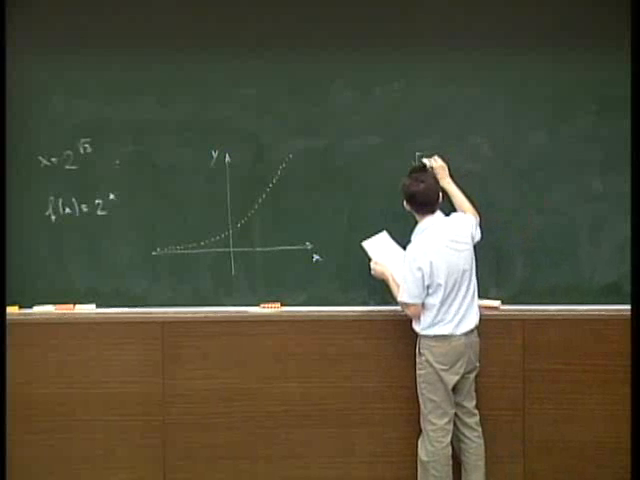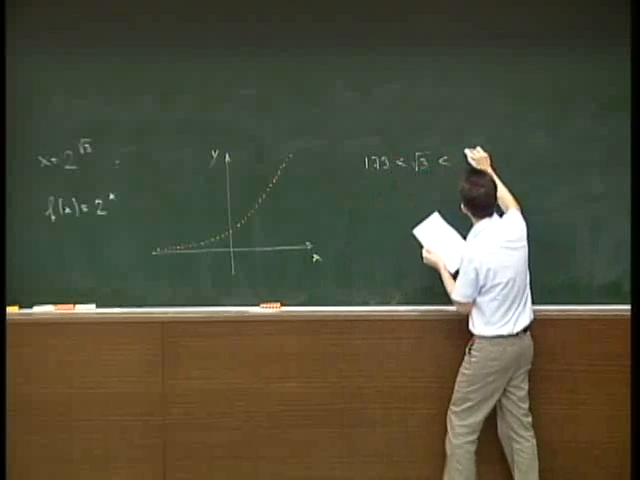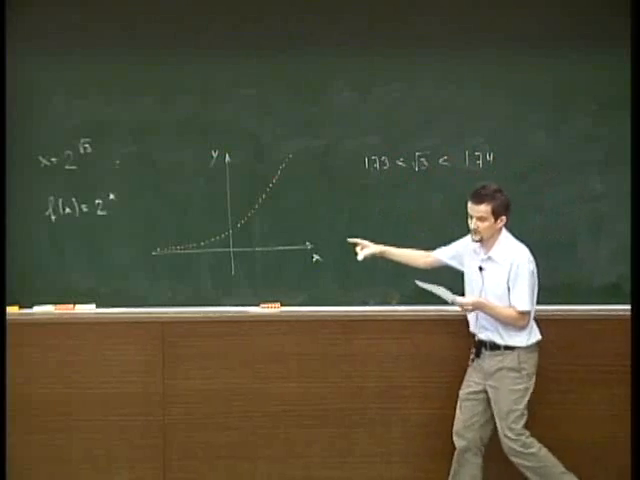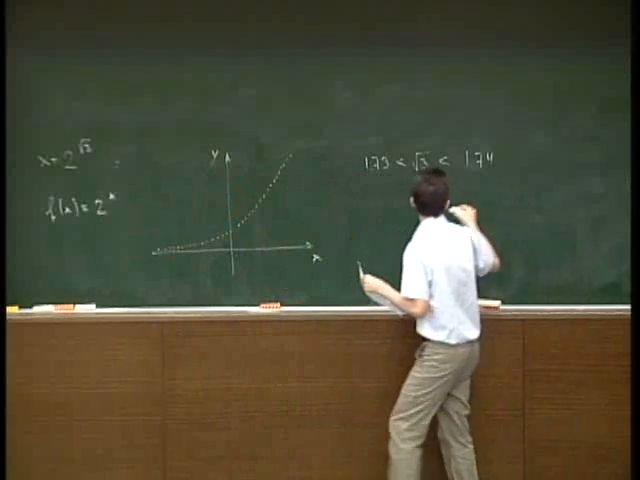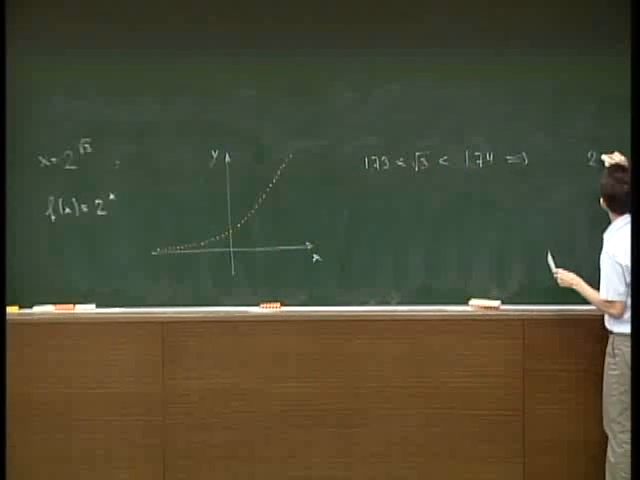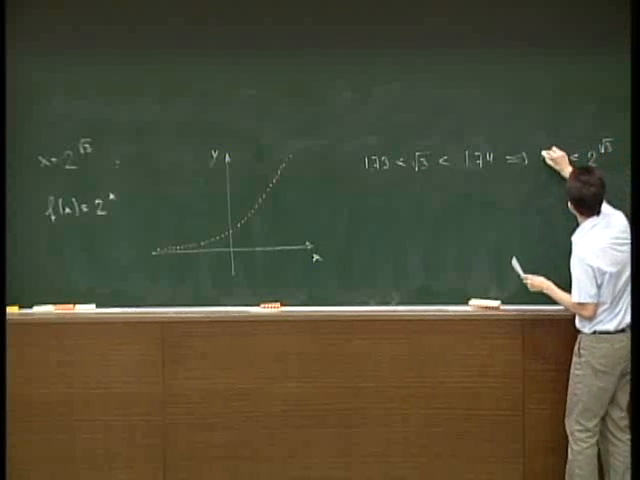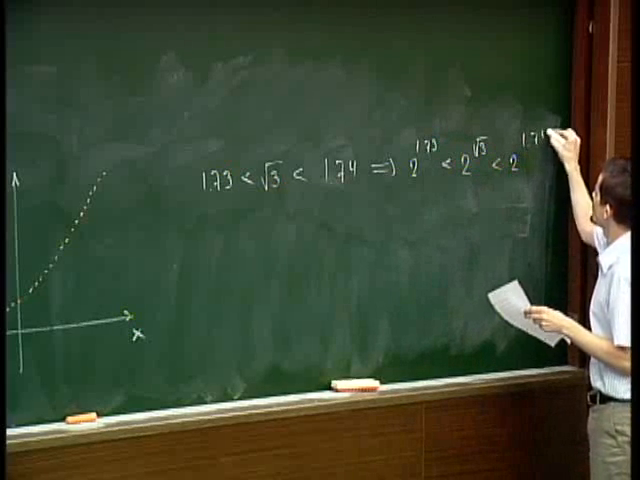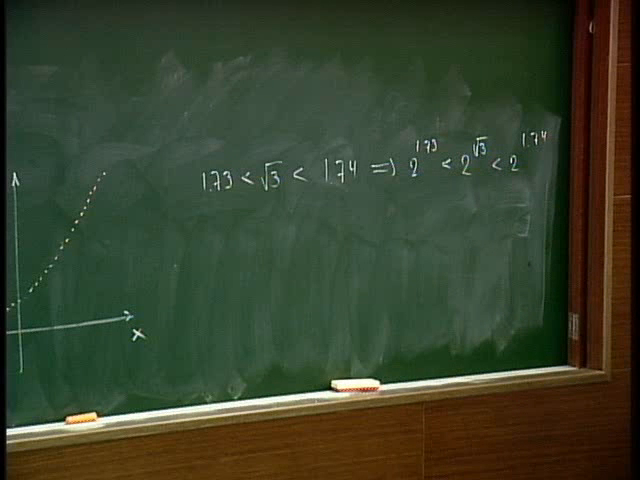You know that square root of 3 is larger than 1.73 and smaller than 1.74. Those two numbers are rationals. And now, because of these increasing properties you want to have satisfied by this function, you immediately get that 2 to the square root of 3, which is not defined yet, has to be larger than 2 to the 1.73 and smaller than 2 to the 1.74. And so here you get a lower bound. Here you get an upper bound for this number we haven't defined yet.